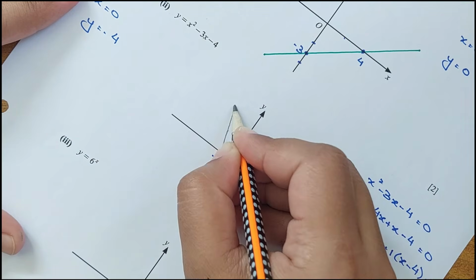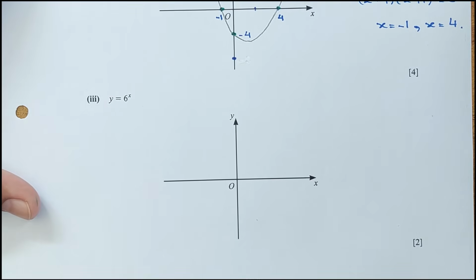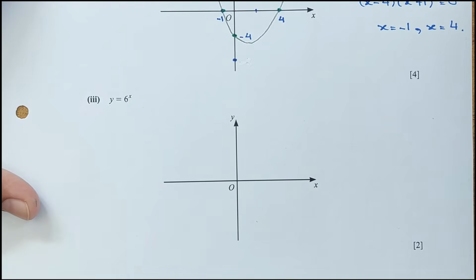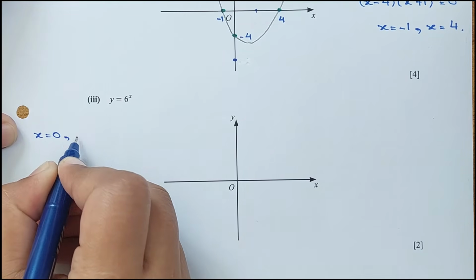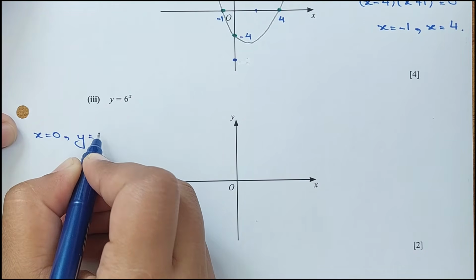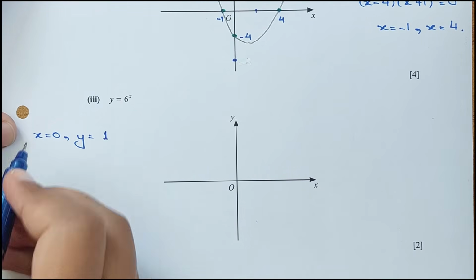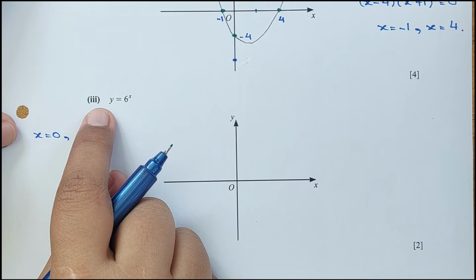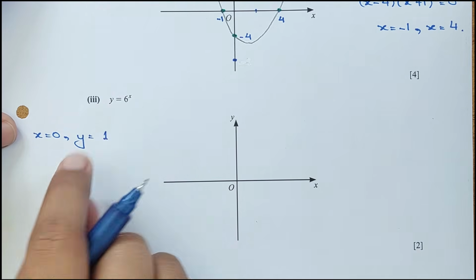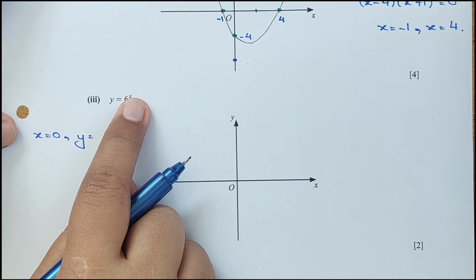Yes, this is a shape for the parabola. Okay, number 3, y equals 6 power x. When x is equal to 0, what is y? y is equal to 6 power 0, which is equal to 1. This is the y-intercept. And when y equals 0, there is no x-intercept. Sorry, when x is 0, 6 power 0 is 1.